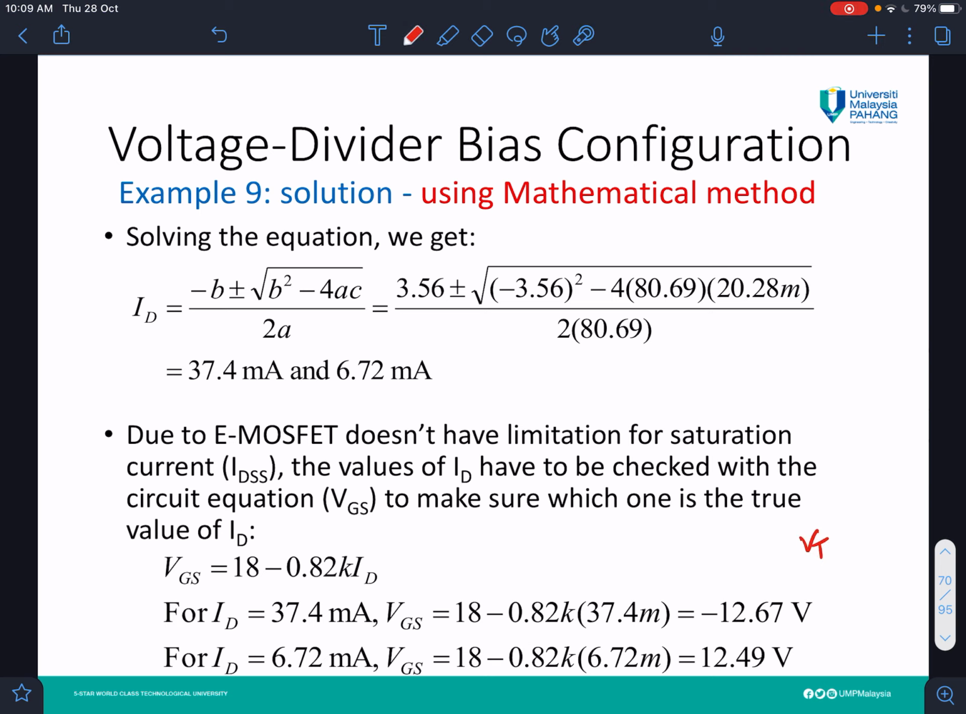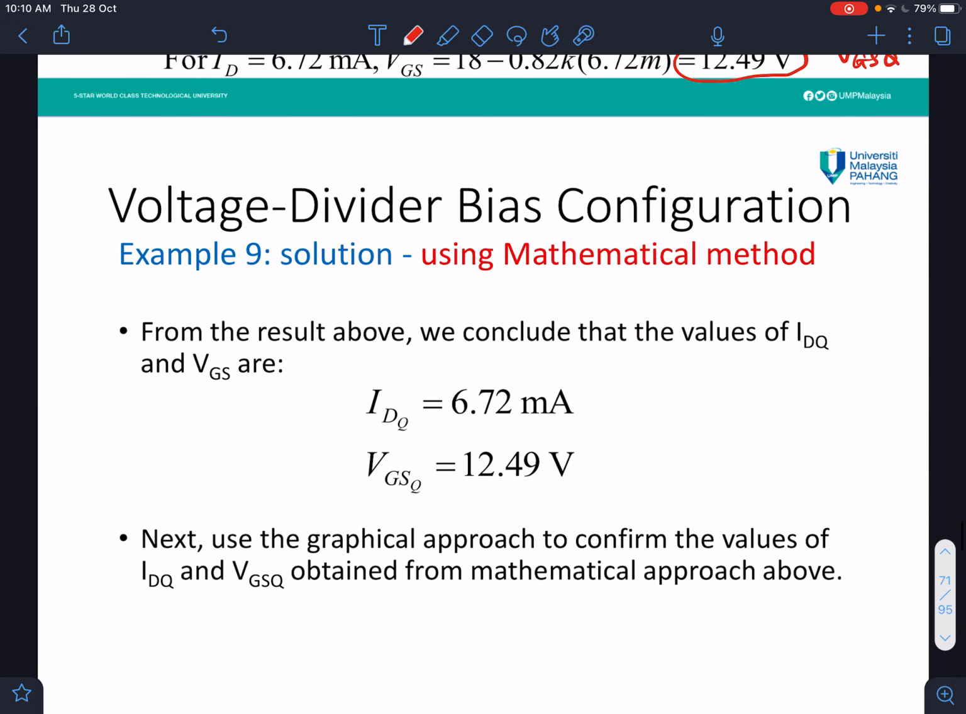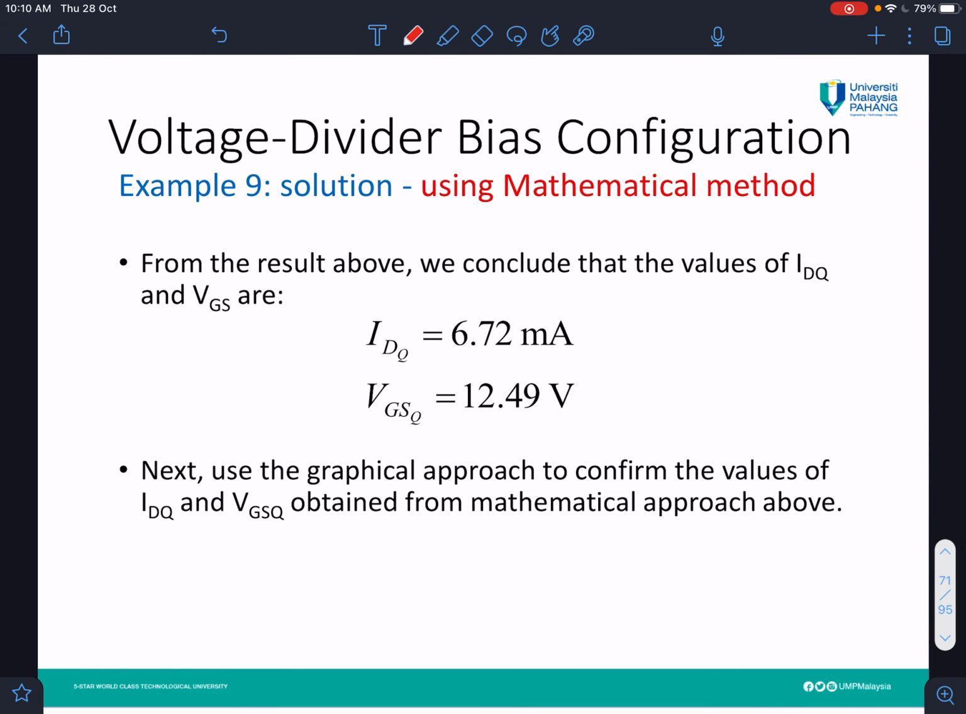VT is positive. So we choose this value, because VGS must be greater than VT to make the transistor on. So we take this one as VGSQ. From the result, we conclude that the values of IDQ and VGSQ are 6.72 milliampere for IDQ and 12.49 volt for VGSQ.